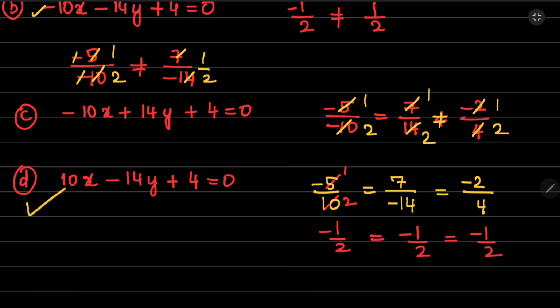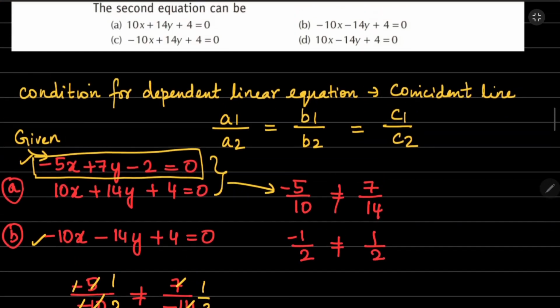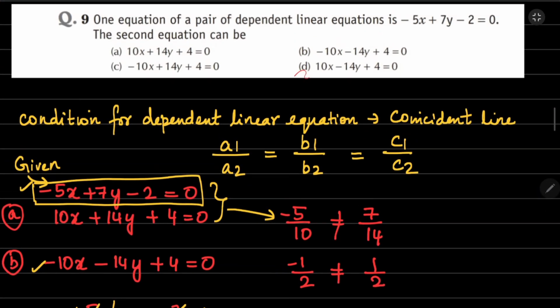So our correct option is D. So the second equation will be option D. Okay, the first equation is already given to you. This will be the second equation. Only then A1 by A2 is equal to B1 by B2 is equal to C1 by C2. Okay, you'll be getting minus 1 by 2 in all the three ratios.